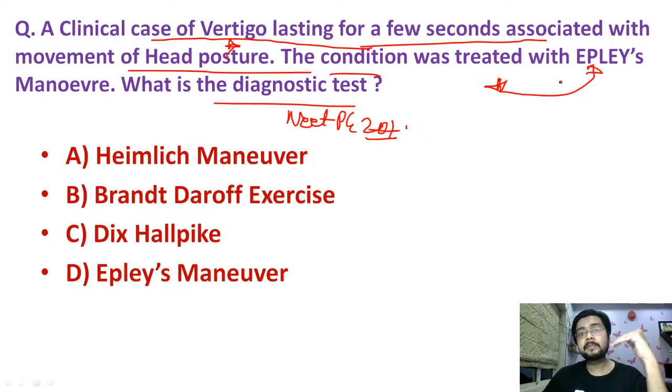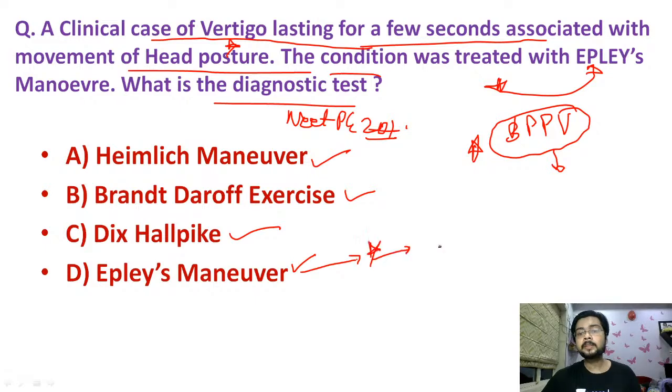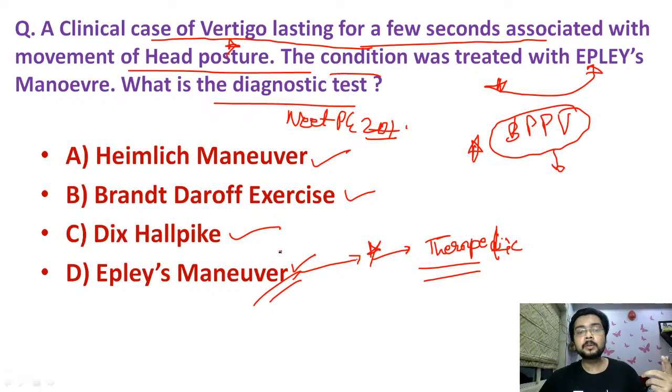So you should know everything about a thing called BPPV. This BPPV and the different vertigo maneuvers are very important. Let us see the options: Helmich maneuver, Brandt-Daroff exercise, Dix-Hallpike, Epley's. In the previous discussion also I told you that Epley's is the therapeutic maneuver. Once you diagnose BPPV, you need to treat the patient with Epley's maneuver. And how are you going to diagnose? You are going to diagnose with the Dix-Hallpike maneuver.